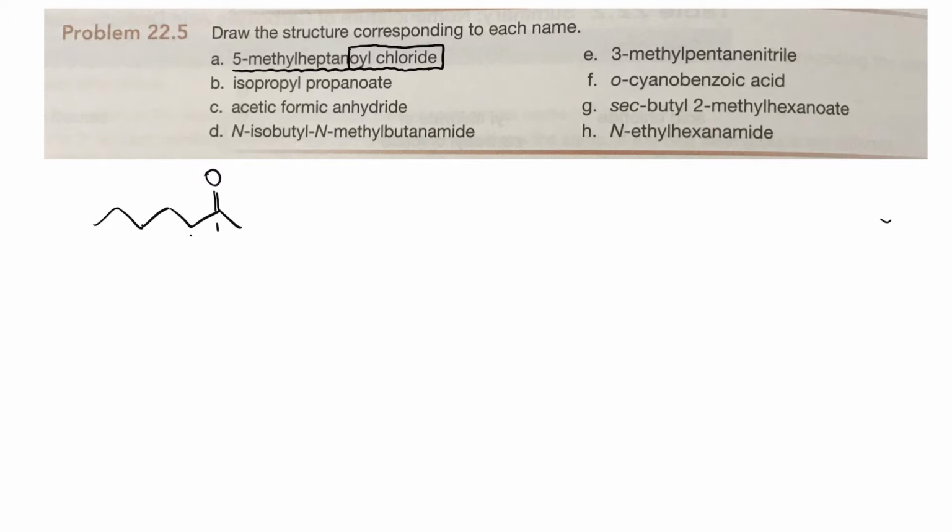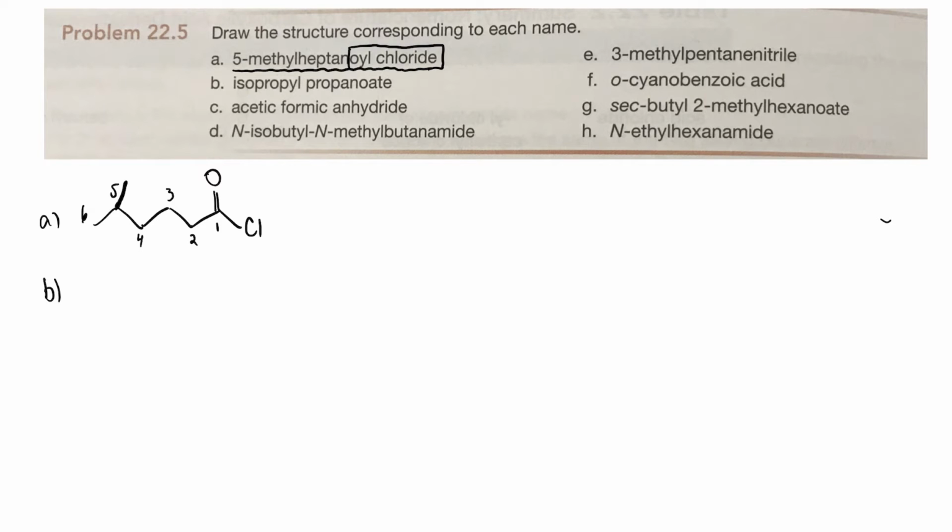So there's 6 carbons in a chain. We want to put a methyl group on carbon 5. Okay. And we want to put, instead of a carboxylic acid, make it an acid chloride. Okay.